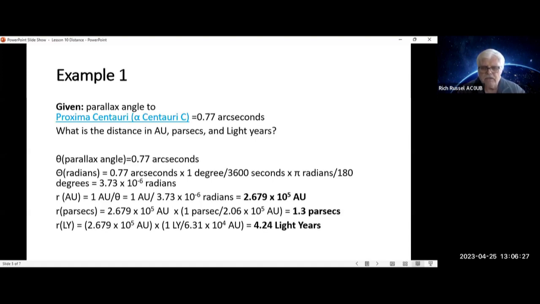In parsecs, we'll take that same AU number, 2.679 times 10 to the 5th AU, and we'll apply the conversion factor of 1 parsec over 2.06 times 10 to the 5th AU. Therefore, it's equal to 1.3 parsecs. In light years, we'll take the AU number again, 2.679 times 10 to the 5th AU, and multiply times the conversion factor of 1 light year over 6.31 times 10 to the 4th AU, which is equal to 4.24 light years.